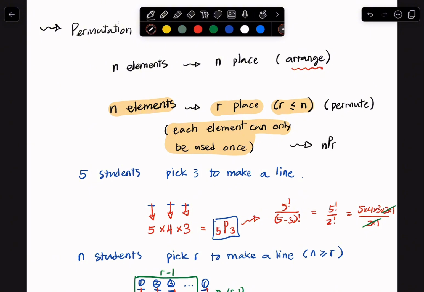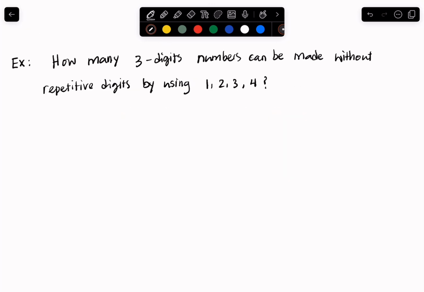Similarly, let's have an example to reinforce our understanding. This example is asking us how many 3-digit numbers can be made without repetitive digits by using 1, 2, 3, and 4. I'm not sure if you still remember that, but we did exactly the same question before when we were learning the multiplication principle. At that time, we got an answer of 24. If you want to check that, you can just go back to that video of the multiplication principle. But this time, I want you to use the new method we just learned.